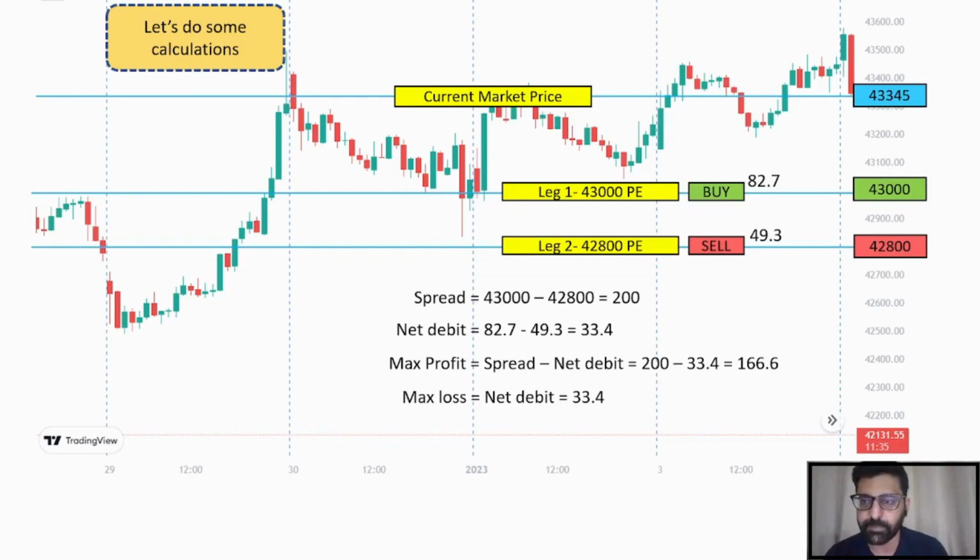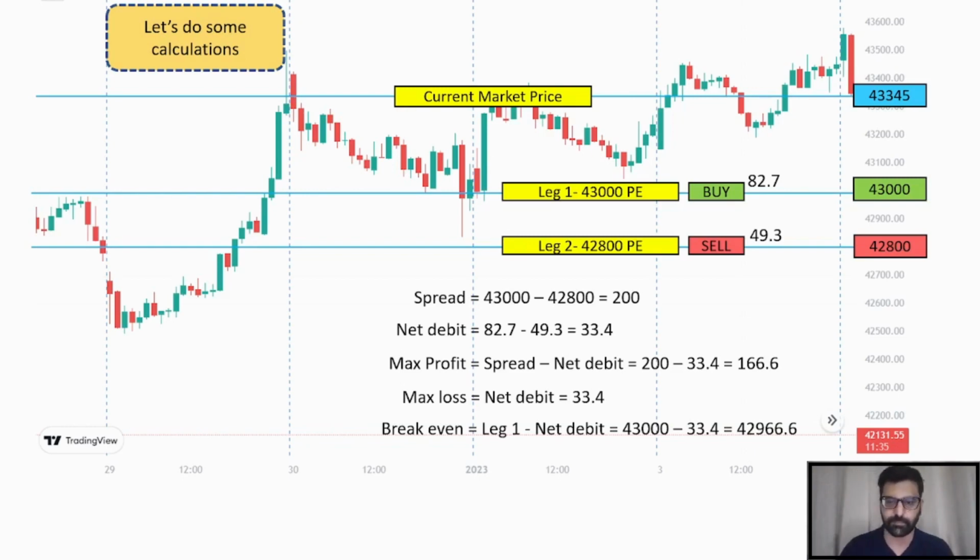When will maximum loss happen? Maximum loss will happen if we close above 43,000. So if both of these go to zero, that is when the max loss would be. Right, and the break even formula is leg one minus net debit. So that comes out to be 43,000 minus 33.4, which is 42,966. So this is where we'll be in a no loss, no profit zone. Below this level, 42,966, we'll be in profit. Above this, we'll be in loss. And at 43,000, we'll have a maximum loss.